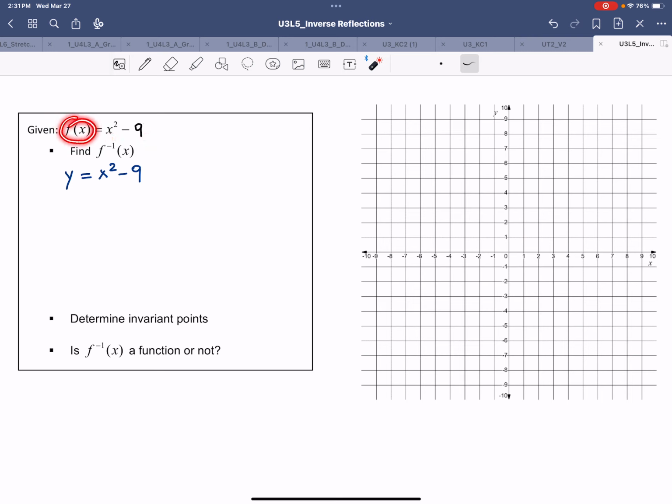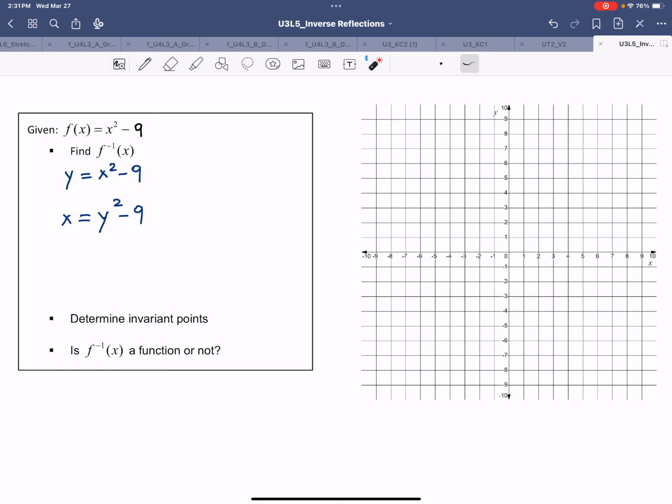Now remember, f of x and y mean the same thing. So next we will invert the function, which means that wherever you see y, now we're going to write x. And wherever you see x, we're going to write y. So the equation will turn into x equals y squared minus 9.